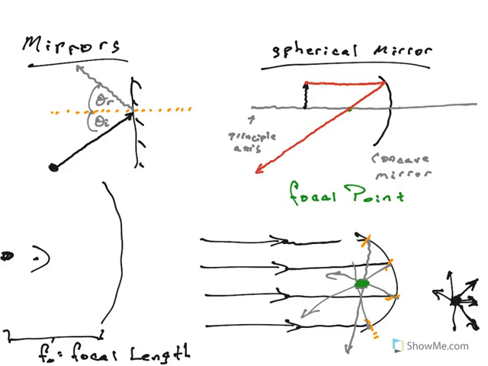So that's how our first ray goes. It starts at the object, moves parallel to the principal axis to the mirror. Then when it reflects off the mirror, it reflects off in such a way as to pass through the focal point.